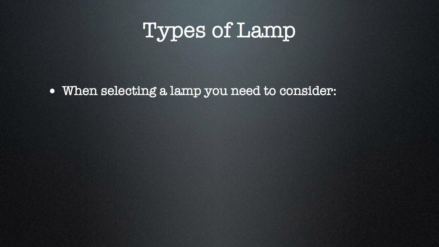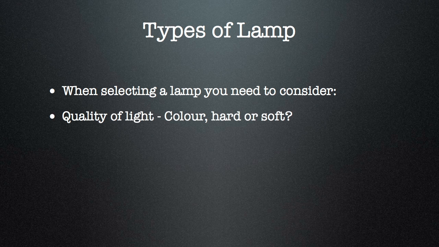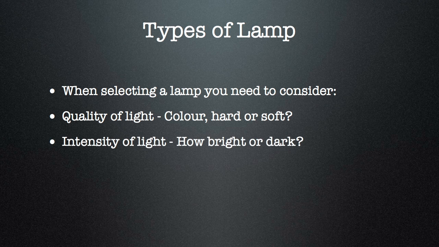So yes, I covered it already, but when selecting a light, you need to consider the quality of light. Is it hard or soft, and what's the colour of the light? And you need to match that wherever possible with your artificial lights. Intensity. How bright or how dark is your light? Again, this will have a bearing on what type of light you select, because Kino Flo lights, your Divas and your Vista Beams and your Parabeams, although they give this beautifully soft light, they don't throw light very far.